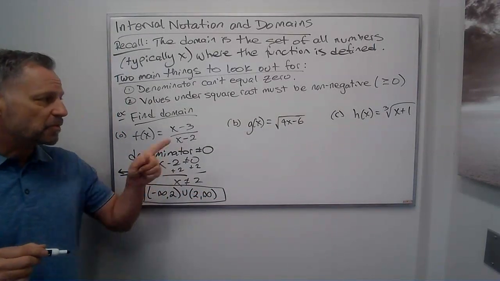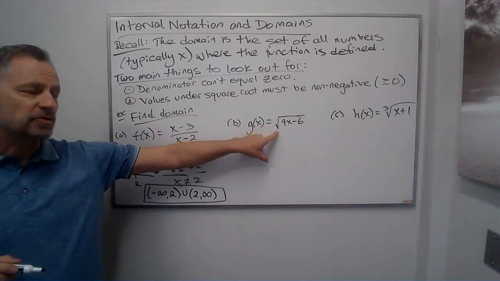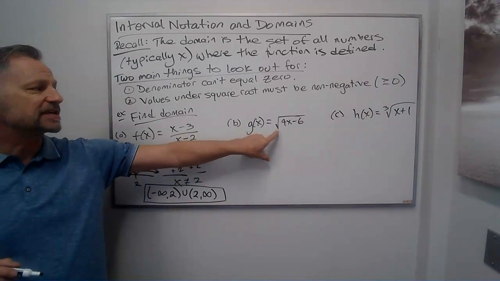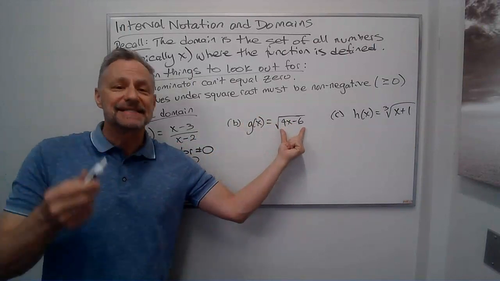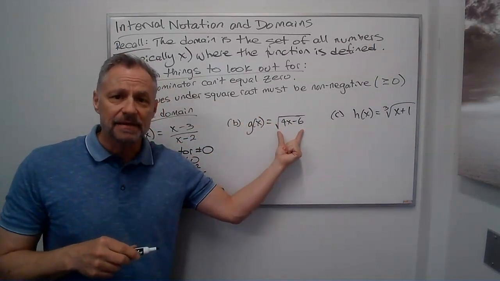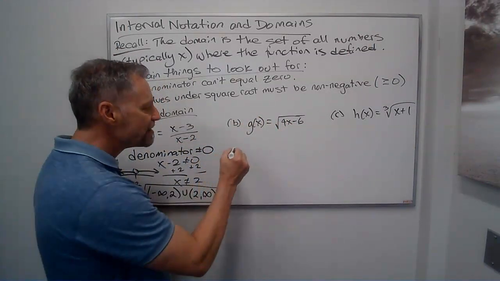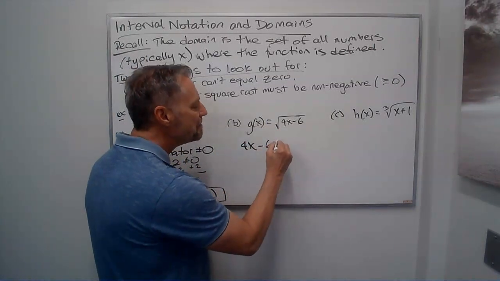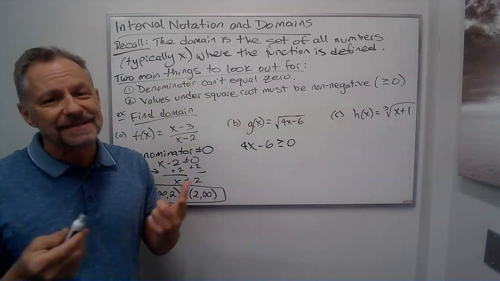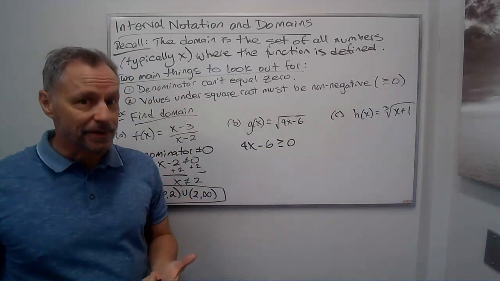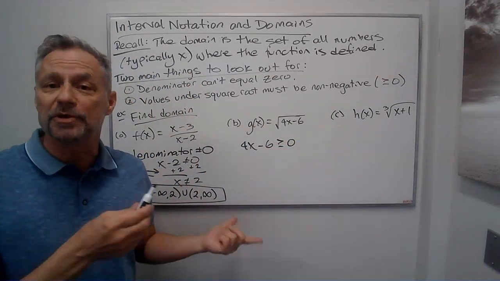All right, a couple more examples. I have a square root this time in the g of x function. G of x is the square root of 4x minus 6. Well, whatever this 4x minus 6 is can't be negative. So that 4x minus 6 must be greater than or equal to 0, or else I get a complex number. I get a number that's not a real number. So those values wouldn't be in the domain.